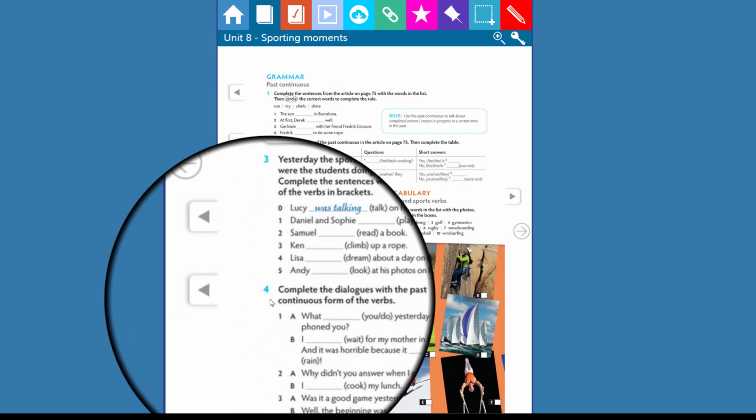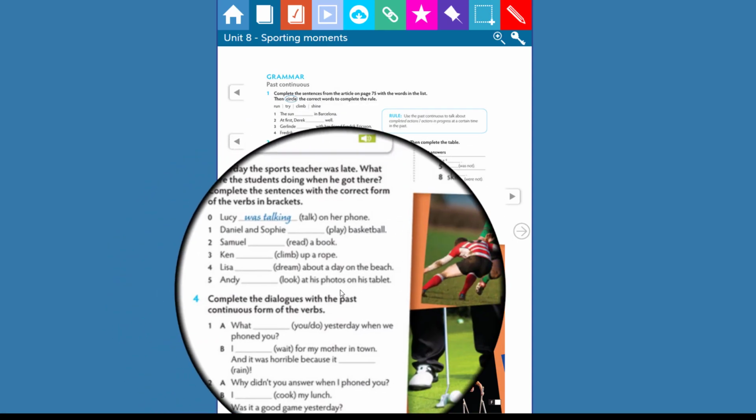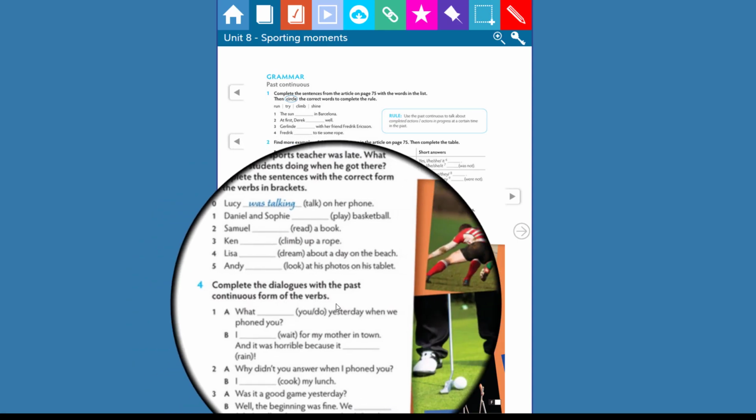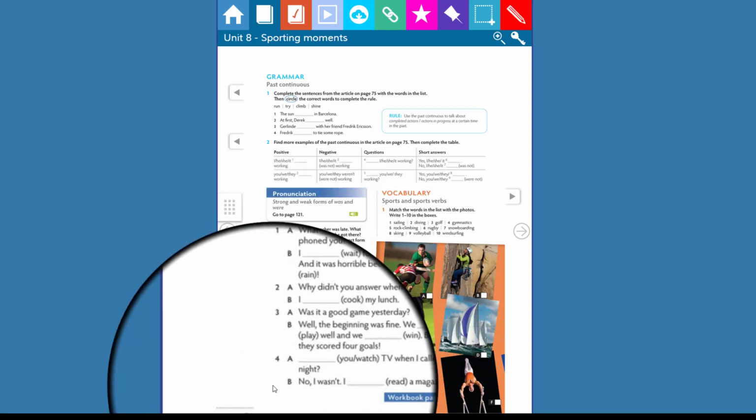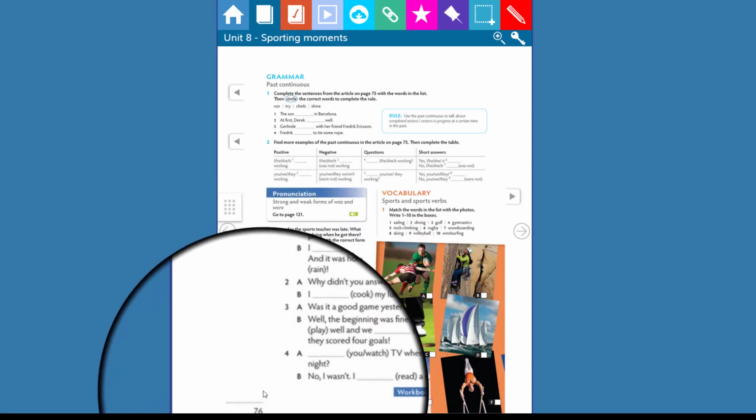and activity number 4, complete the dialogues with the past continuous form of the verbs, past continuous again. And here we have some questions and answers. Questions and answers, okay? So remember that the homework of this week is not going to be in the workbook, but in the student book on page 76.